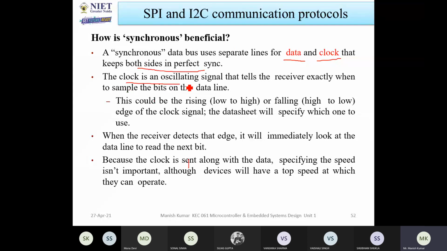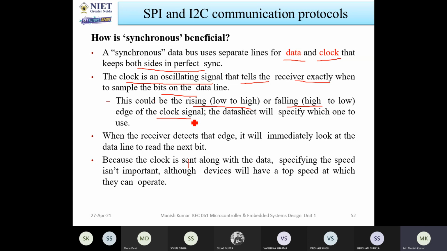Now the clock is an oscillating signal that tells the receiver exactly when to sample the bits. What is the use of the clock? Let us consider the master generates the clock. When the master generates the clock, it means that the master is ready to transmit the data. After that, when you are transmitting the data, any slave that is ready to accept it can do so. So with the perfect clock signal, it is ready to accept the line's data. This could be on the rising edge or the falling edge.